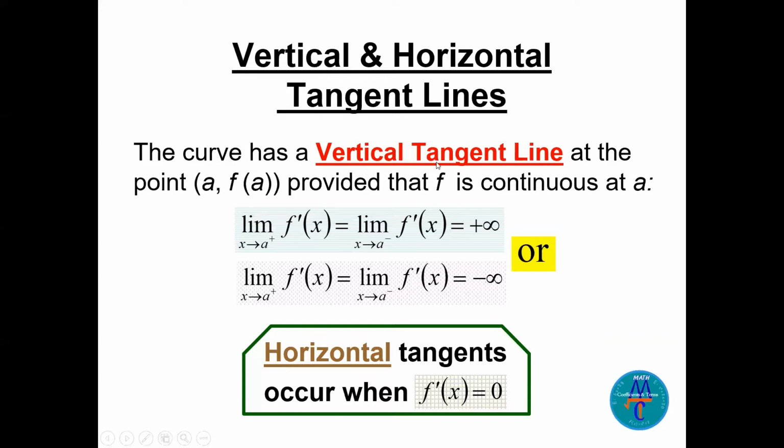Now, when do we have a vertical tangent? At the point a, f of a, f is continuous, and also the limit of f prime, where f prime is the derivative, as x goes to a from the right, or the limit of f prime as x goes to a from the left, is equal to plus infinity, or both limits are equal to minus infinity. Then we have a vertical tangent. We will see an example, or you can go to the lecture on cusp.